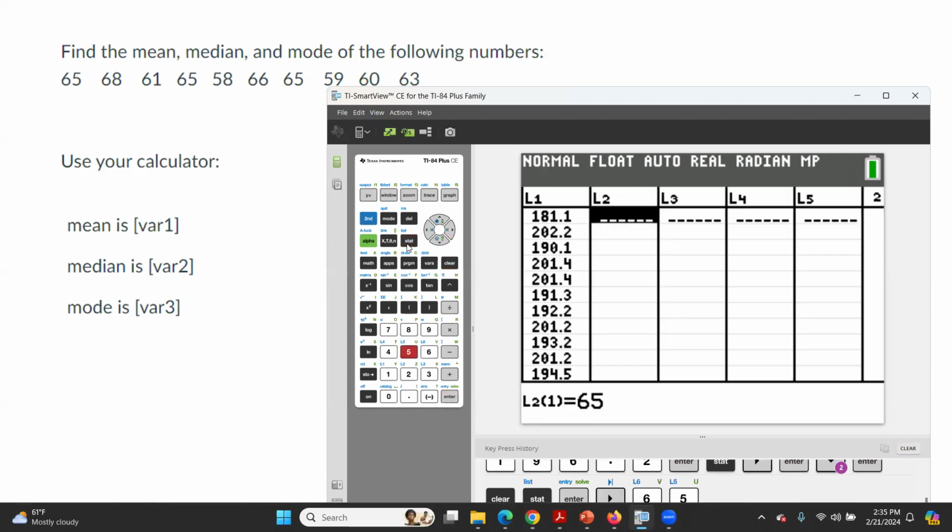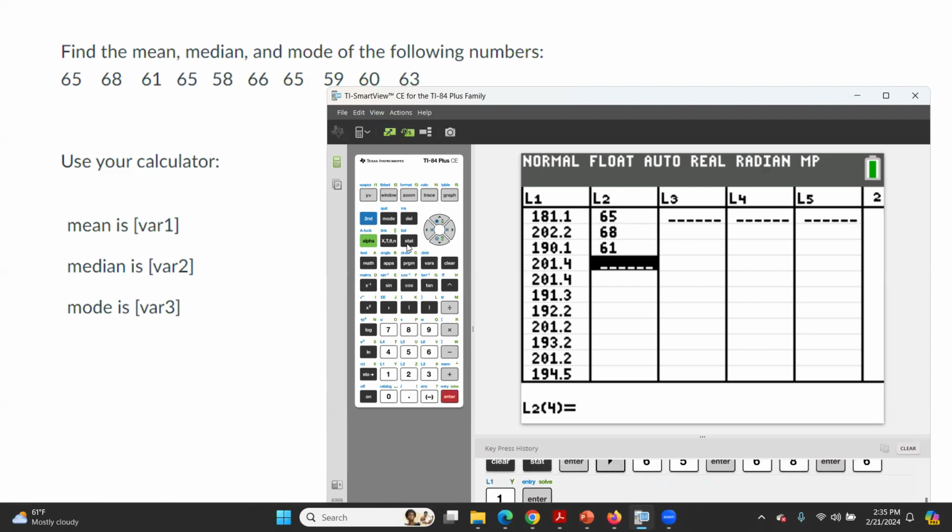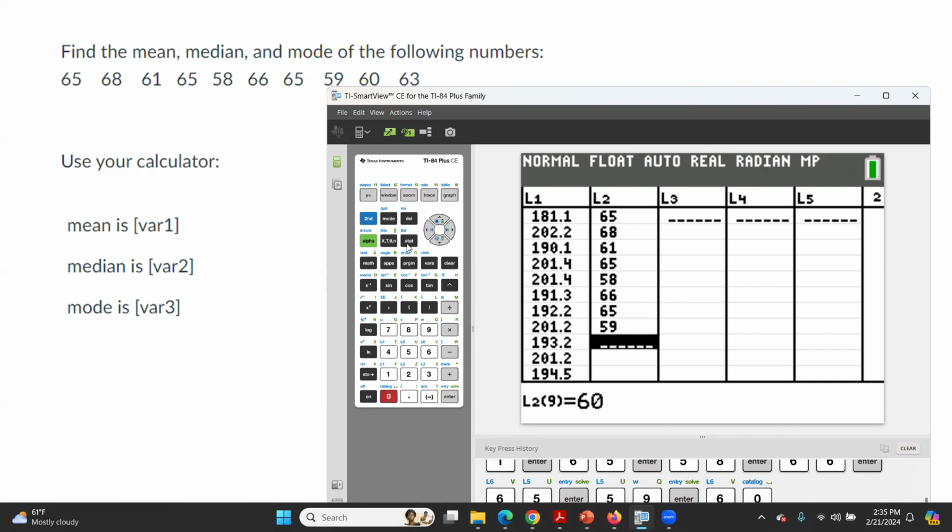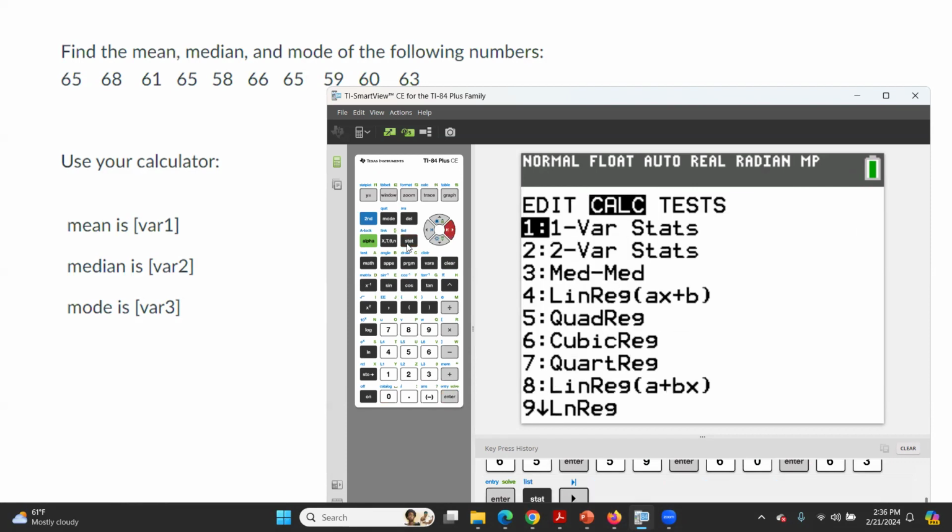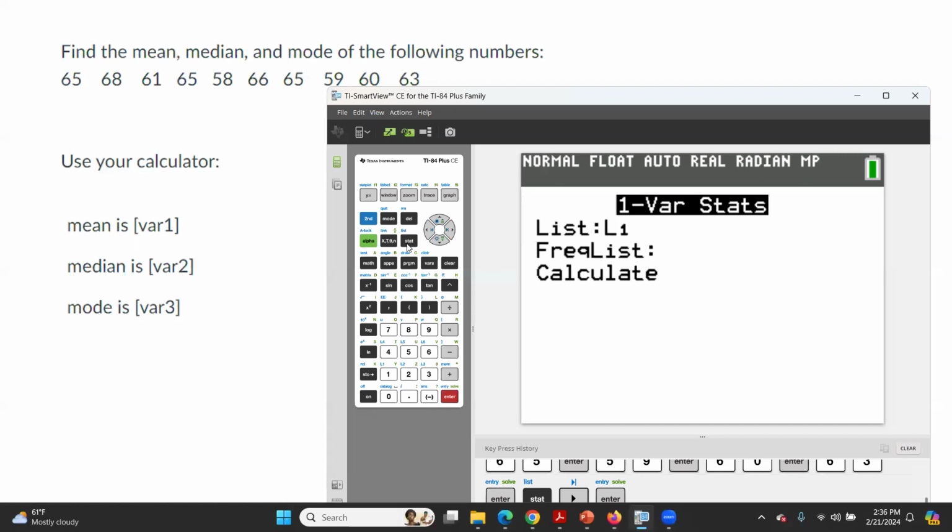Now enter everything in L2. You get 65, then you have 68, then 61, 65, 58, 66, 65, 59, then 60, and then 63. Very good. So now go to Stat, Calc, one variable statistics.